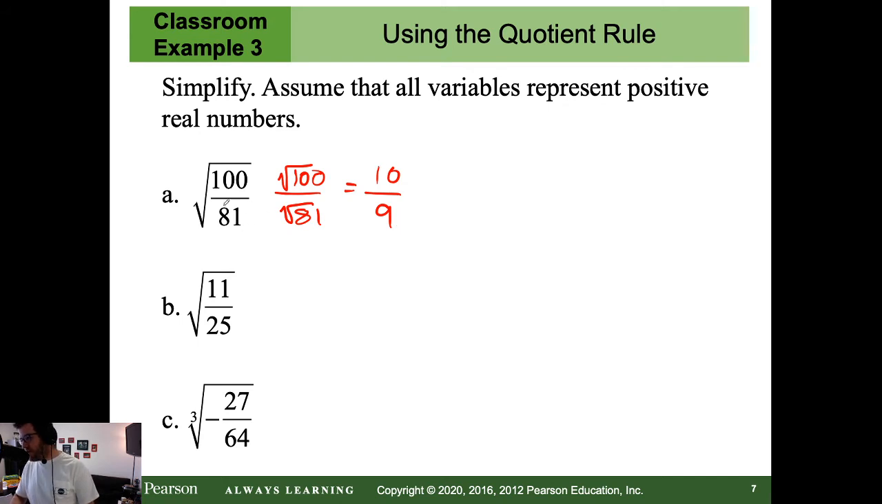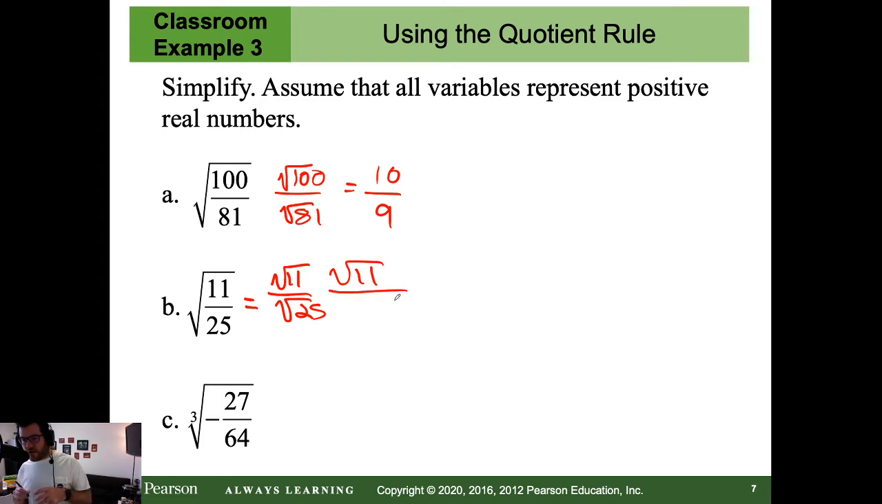The other thing is if you could simplify this, you could simplify this first and then separate them, but in this case you can't simplify them first. So same thing with here. Now this is where it gets a little tricky. This one is a little advanced. I don't think I put one of these on your homework, but I just want to walk you through it. You have the square root of 11 over the square root of 25. Well, the square root of 11 just stays the square root of 11.